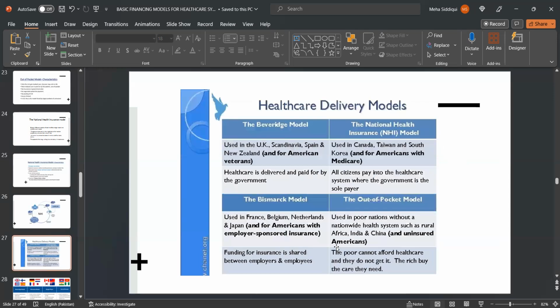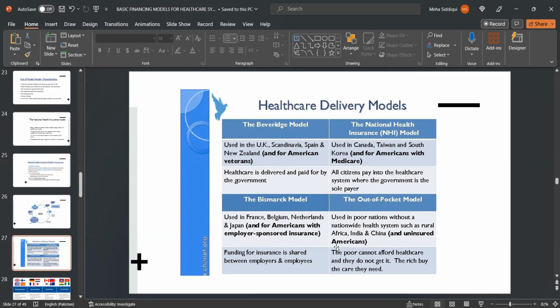Now, in a nutshell, we can differentiate these four models. The Beveridge model, which is used in the UK, New Zealand, and Spain: healthcare is delivered and paid for by the government. So government is the sole payer in this model. Then the Bismarck model is used in France, Belgium, the Netherlands, and Japan. Funding for insurance is shared between employers and employees. And then comes the national health insurance model, which is used in Canada, Taiwan, and South Korea. All citizens pay into the healthcare system where the government is the sole payer.